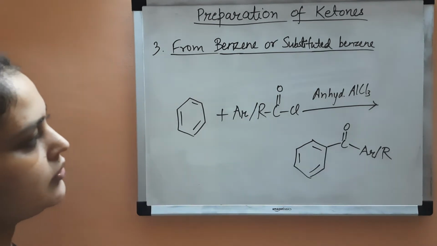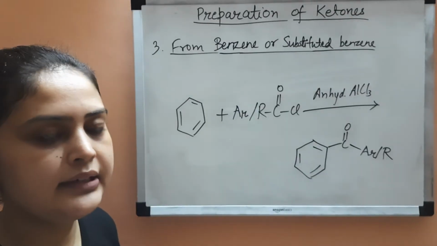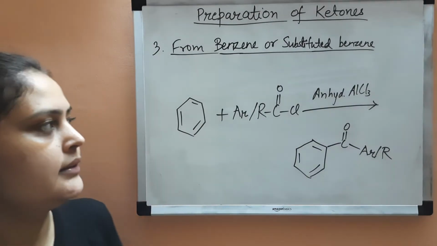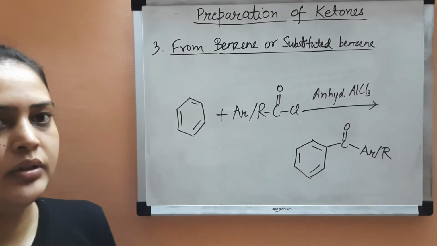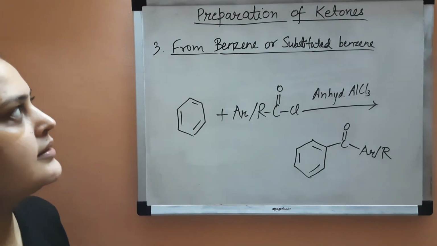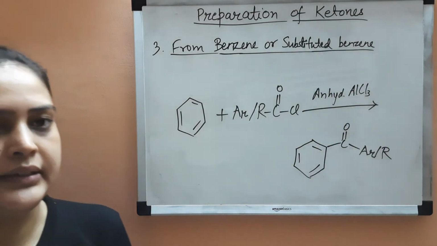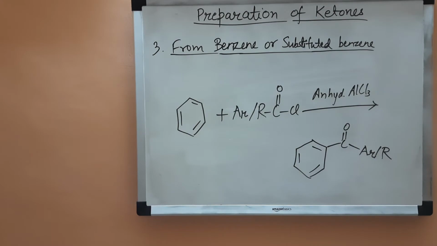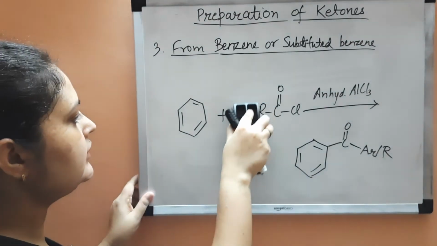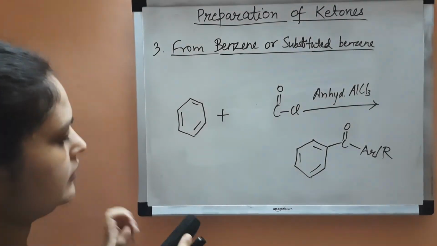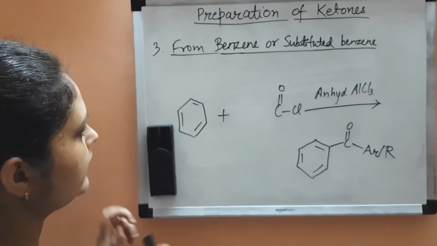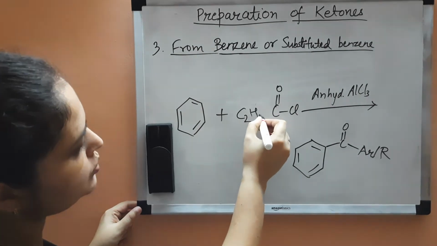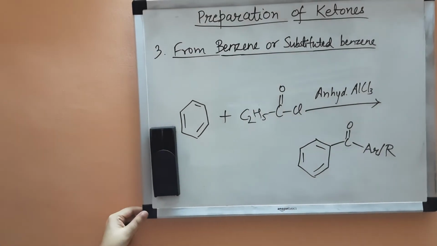Now this method is also a name reaction, which is the Friedel-Crafts acylation reaction. So these were the methods. Now we'll see some questions so that you can understand how to answer the questions related to the preparation of aldehydes or ketones. The first question is: what will be the product if you are treating benzene with C2H5COCl?